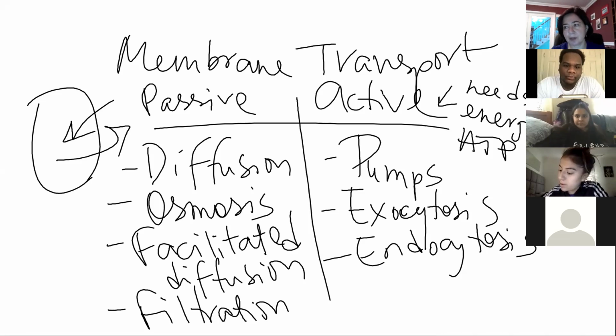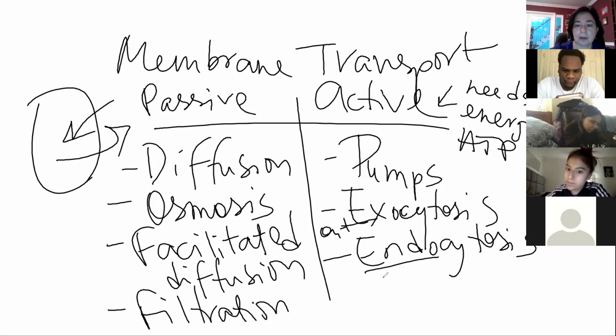Okay, by the way, whenever you see cyto, it means cell. Exo means outside, endo means inside. Exo out, endo in.